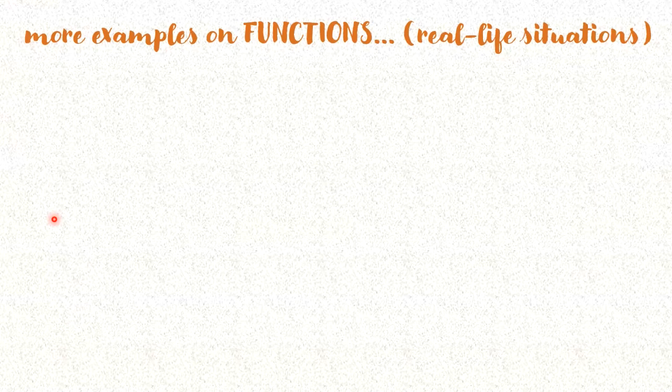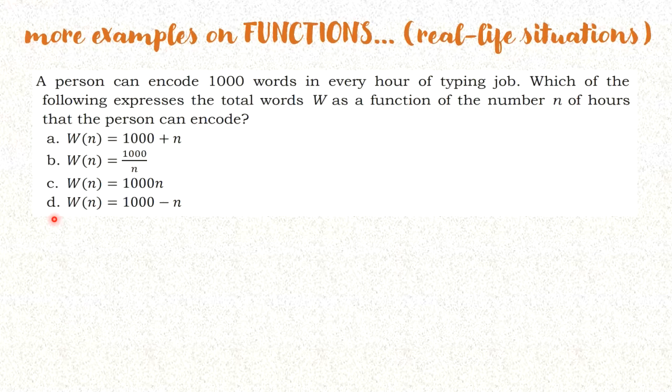Let's have more examples on functions. Let's try this word problem. So this is another representation of functions. A person can encode 1,000 words per hour of typing job. We're going to look for the total number of words as a function of the number of hours that the person can encode. So which of the following gives the relationship of N and W?